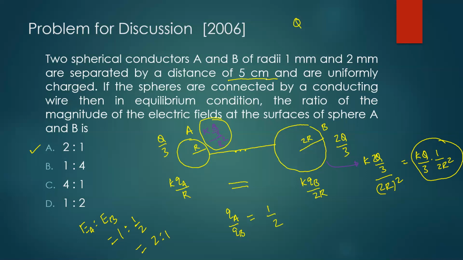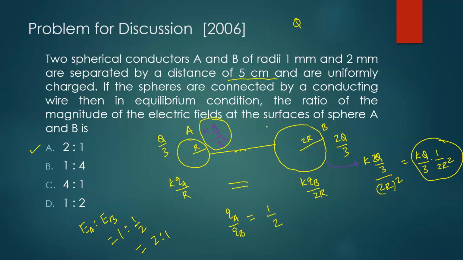But again, this 5 centimeters, maybe we can treat it as a long distance between them, because the spheres have 1 millimeter and 2 millimeter radius. So you can treat it as a very large distance. But what if it wasn't a very large distance? It will be complicated. In that case, I will have to write the potential due to this also here, so that would be slightly complicated.